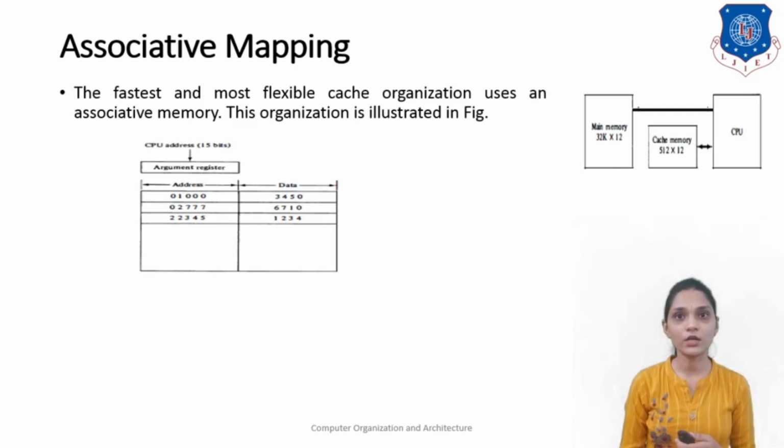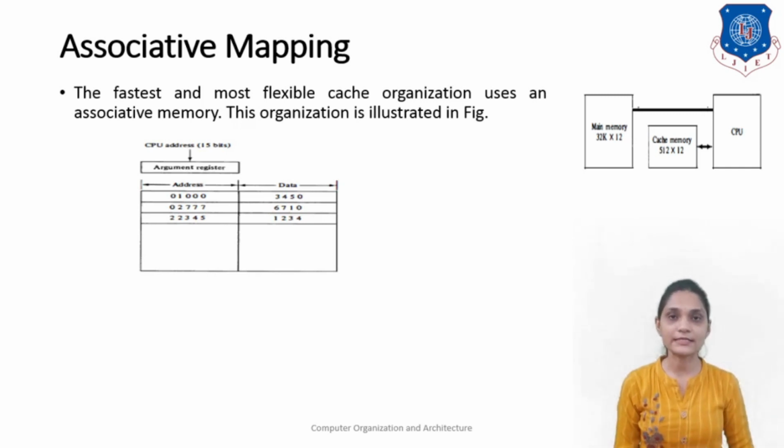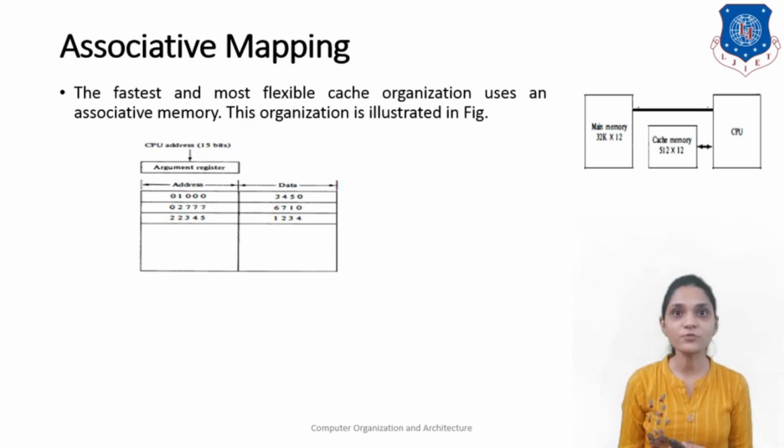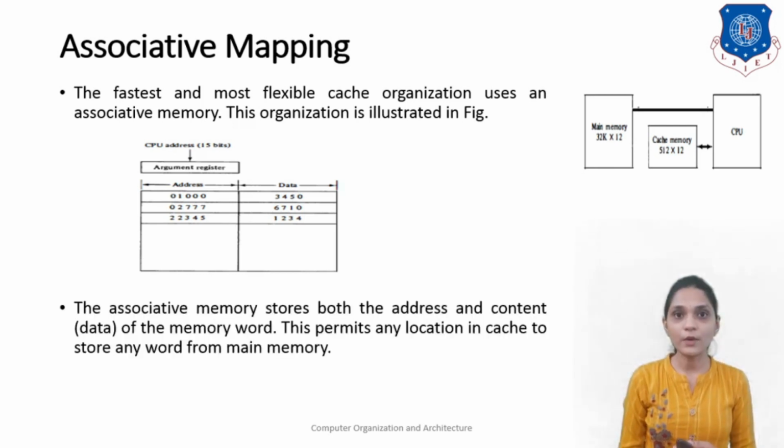Here the content of the cache memory is shown. It contains the address location as well as the data, and this address field can be of associative memory kind. The associative memory stores both the address and the content of that memory word. This permits any location in the cache to store any word from the main memory.